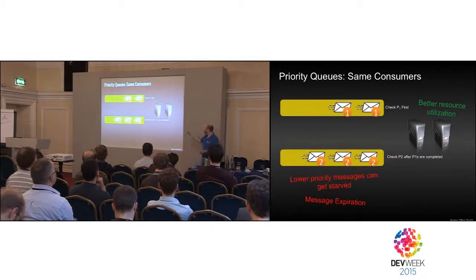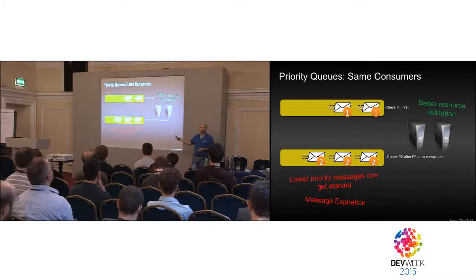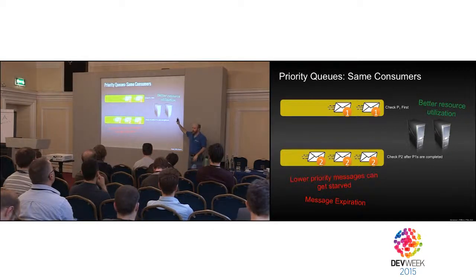Well, this is nice because it's better utilization of our resources, right? But it's got a different problem, and that is the ones down in priority 2 are going to get starved out, right? There is a chance that you will get a ton of messages come in for priority 1. And in this simple algorithm, all your resources are going to be chugging away on priority 1.